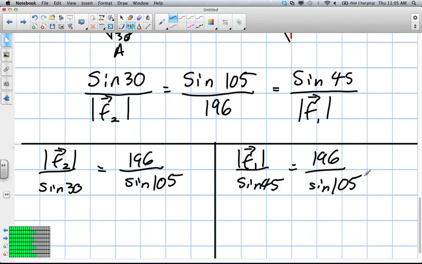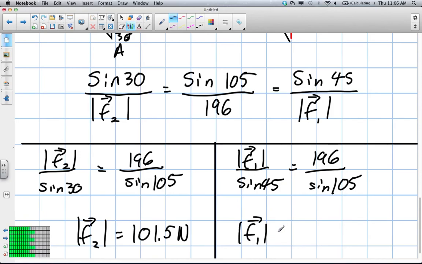Now, I'm going on the assumption that you can carry out these calculations. Can someone tell me what force 2 is equal to in this case? 101.5 newtons. Great. And anyone know what our other one's going to be? 101.5. And the other one should be about 143. Is that right? Is equal to 143.4 newtons. Okay. So let's jump back up.